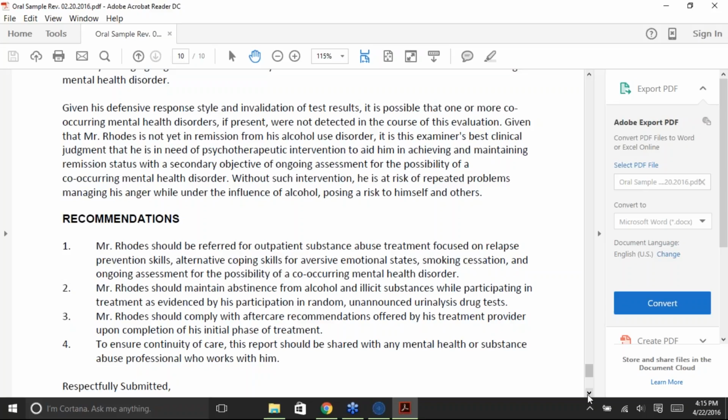Now, I chose a case that matches my area of expertise. I know a lot about substance abuse treatment. You may want to choose a case that matches your expertise.